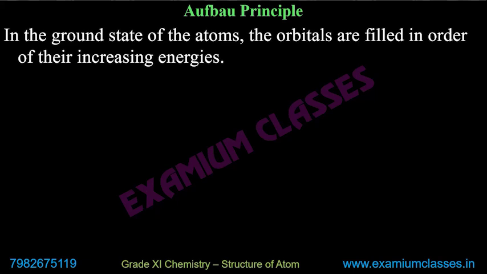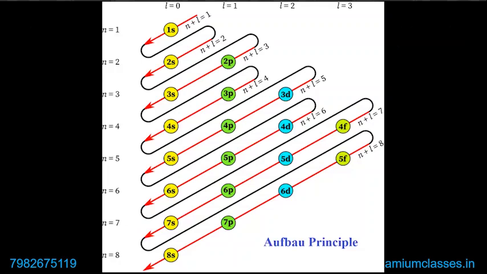So in the ground state of the atoms, the orbitals are filled in order of their increasing energies. A few key points you need to include. In the ground state, the orbitals are filled, which means electrons in the orbitals are filled in order of their increasing energies. And this is the way you can find out how the electrons will be filled.